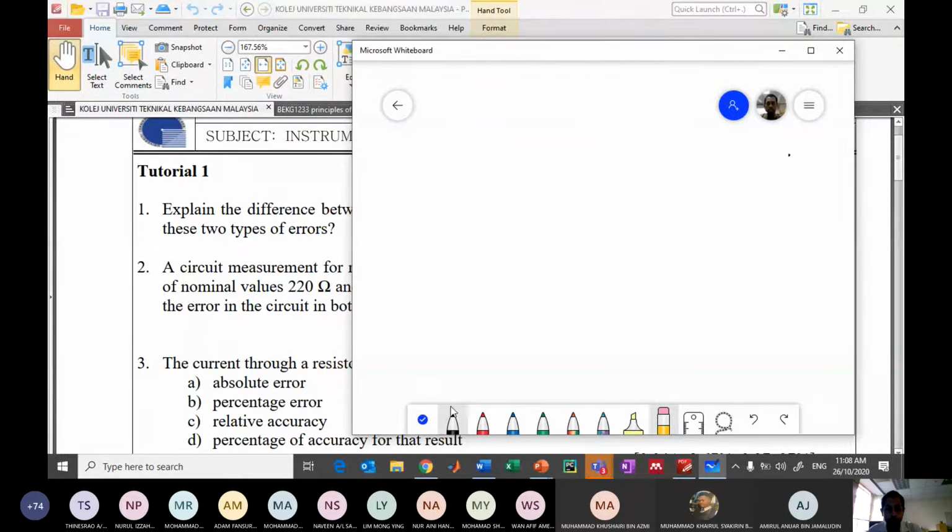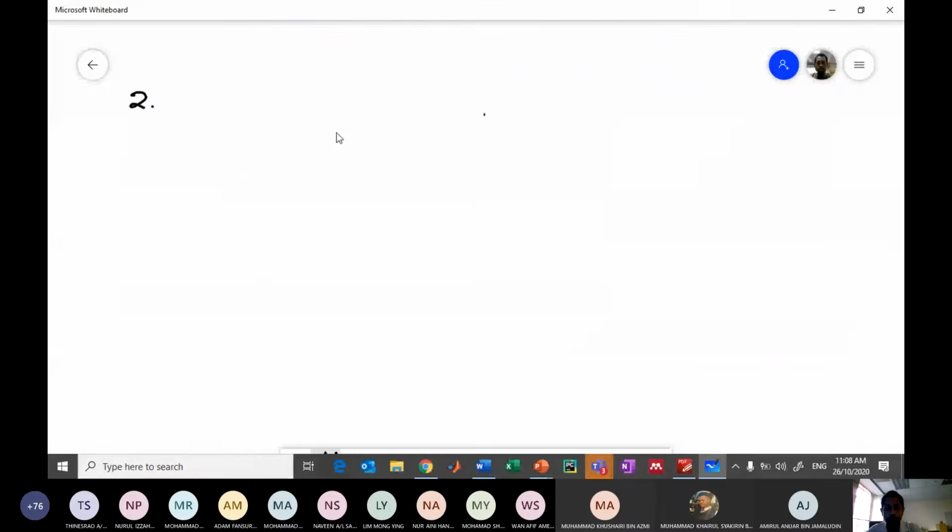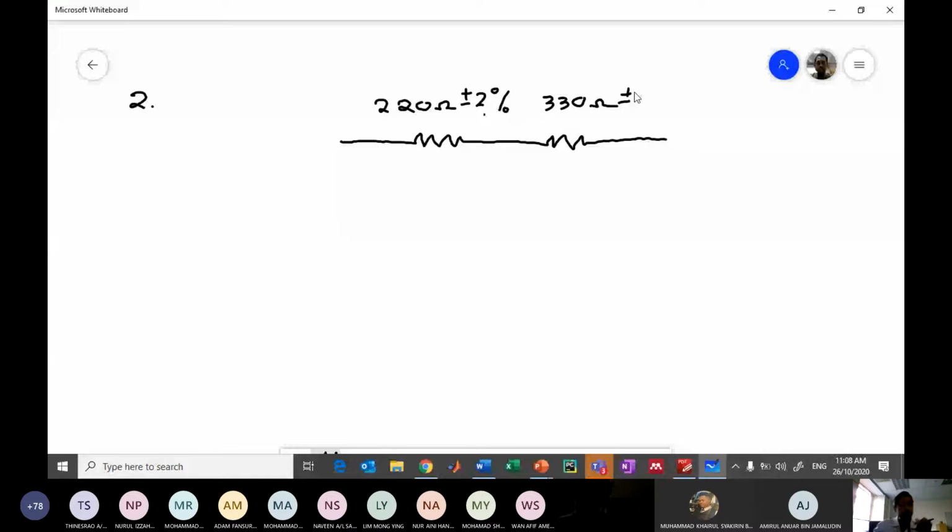So question number 2. We have two resistors connected in series. One is 220 ohms and the other one is 330 ohms, is it? Yeah, 330 ohms. So the error is plus minus 2% for each resistor. So the total must be 550. So the question is, what is the error in percent and absolute?